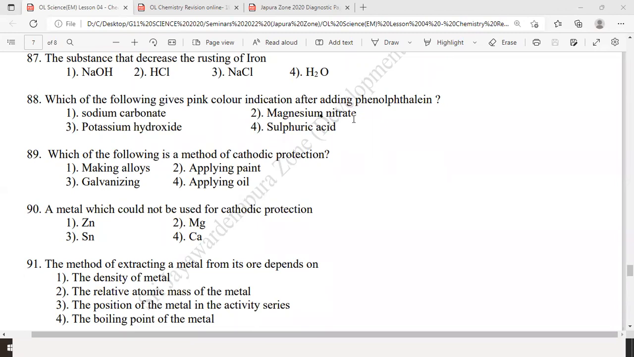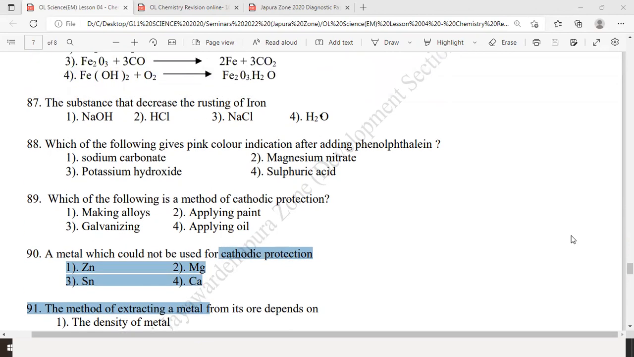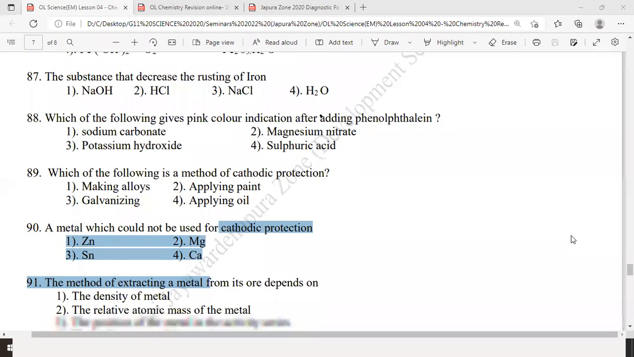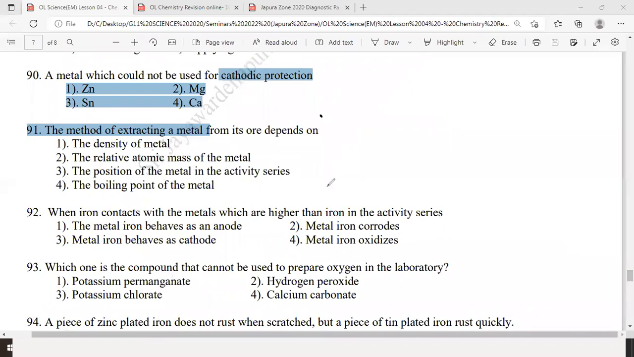Right. Question number 89. Cathodic protection. This is also a very interesting question. Cathodic protection. So there's something called anode and cathode. Anode is the place where the electrons are lost. Cathode is the place where the electrons are gained. Cathodic protection means the place where the electrons get protected.